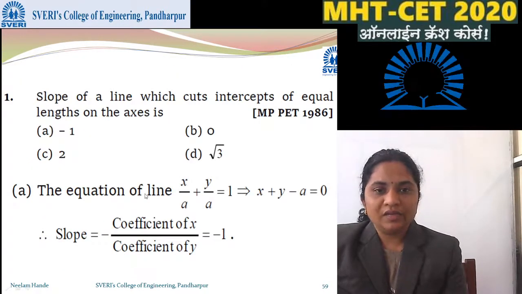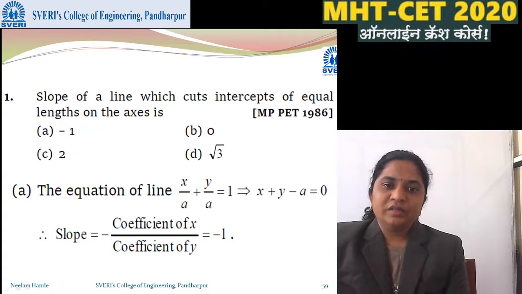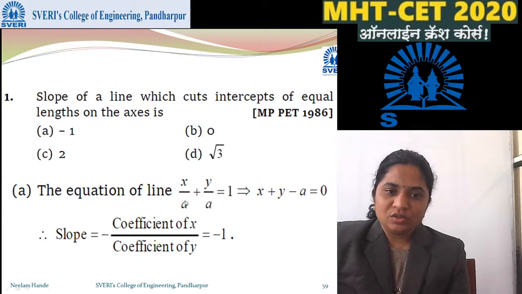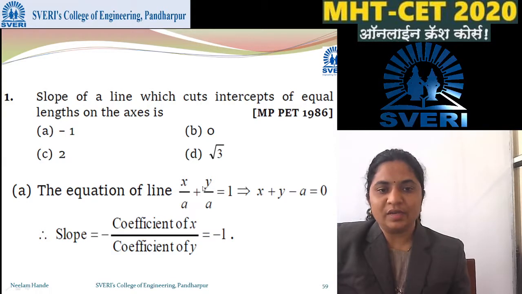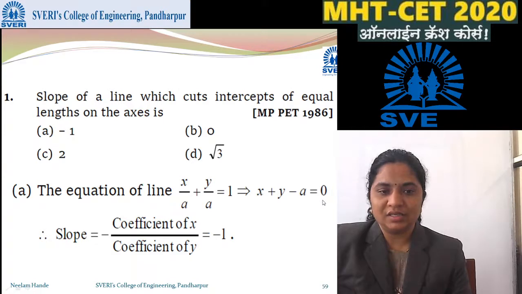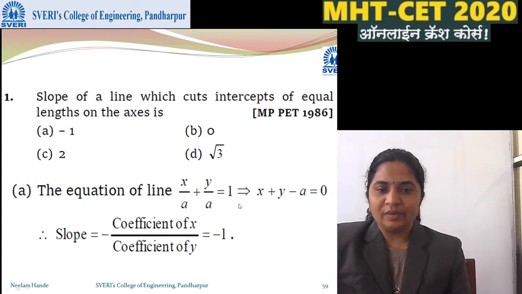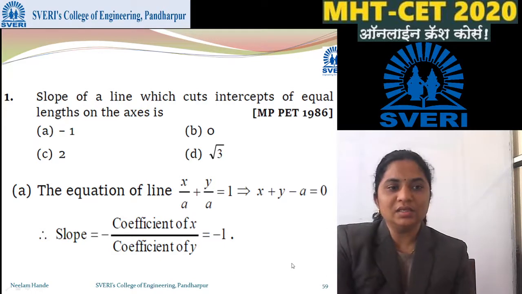Next, slope of the line which cuts intercepts of equal length on the axis is, which cuts the intercepts of equal length. So length is say a, and this is the intercept form, that is x by a plus y by a is equal to 1. So x plus y minus a is 0, and slope is therefore minus of a by b. So minus of 1 by 1, that is minus 1. So slope here is minus 1.